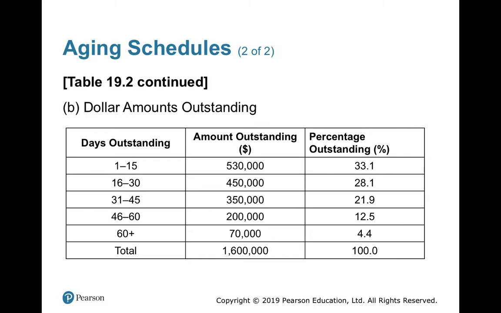530,000 you are collecting within 15 days. 450,000 will be collected within 30 days, 16 to 30 days. Same here also, 70,000 worth of customers. The customers who are owing the business 70,000, they are paying after 60 days. So you can find those customers and target them.